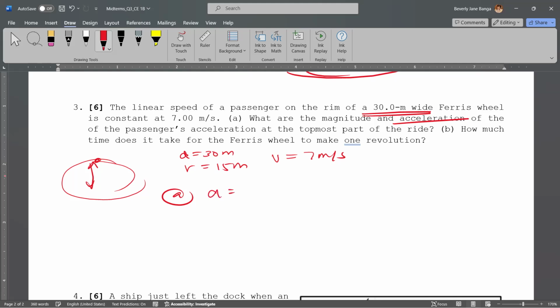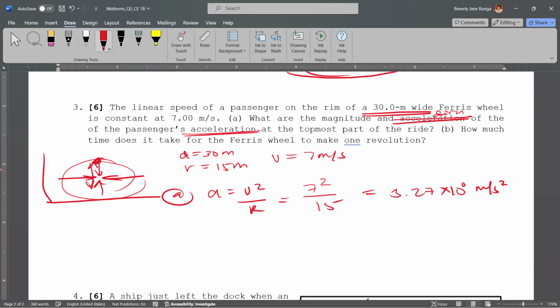So we want to get a, that is simply v squared over r. This is simply 7 squared over 15. So 49 over 15. That is simply 3.27 times 10 raised to 0 meter per second squared. It's asking us the direction. So we need the direction. Take note, at the topmost part. And this is radial acceleration. Let's remember that radial is always towards the center. So, if this is your x, this is your y, then the direction is negative y direction or simply downwards.